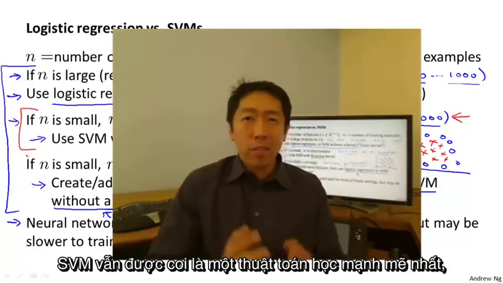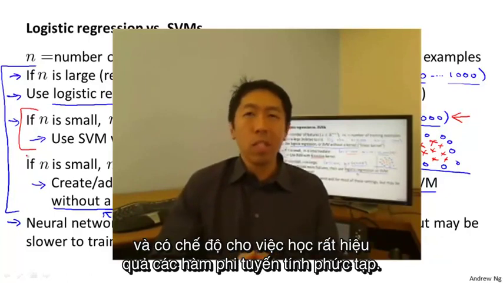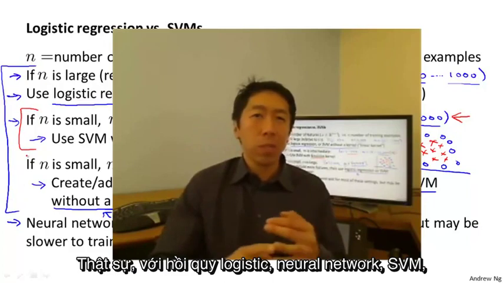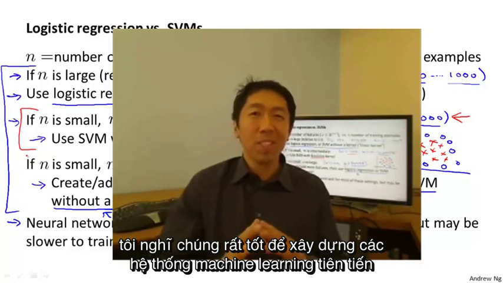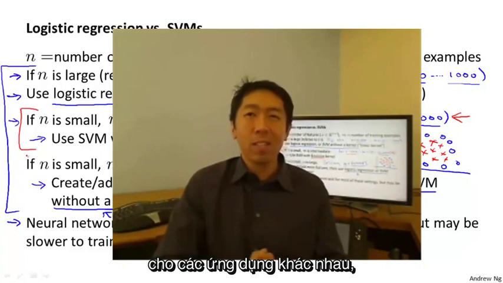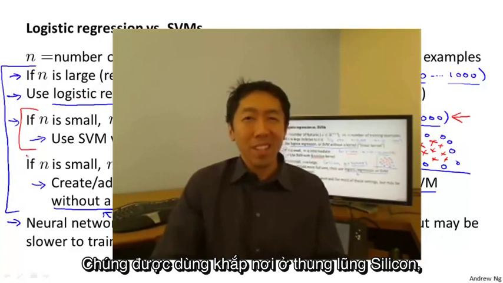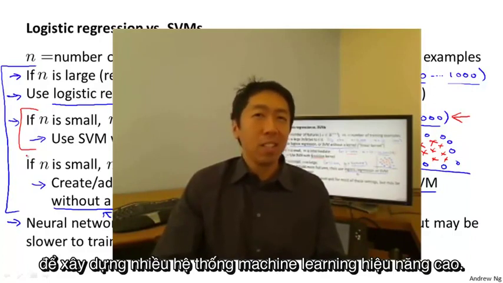But having said that, the SVM is still widely perceived as one of the most powerful learning algorithms, and there is this regime where it is a very effective way to learn complex non-linear functions. And so together with logistic regression and neural networks, using those three learning algorithms, I think you are very well positioned to build state-of-the-art machine learning systems for a wide range of applications. And this is another very powerful tool to have in your arsenal, one that is used all over the place in Silicon Valley, in industry, and in academia to build many high-performance machine learning systems.